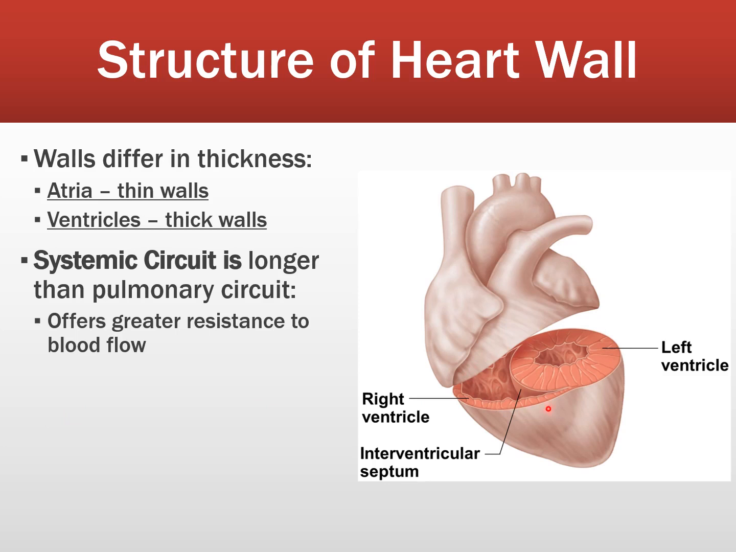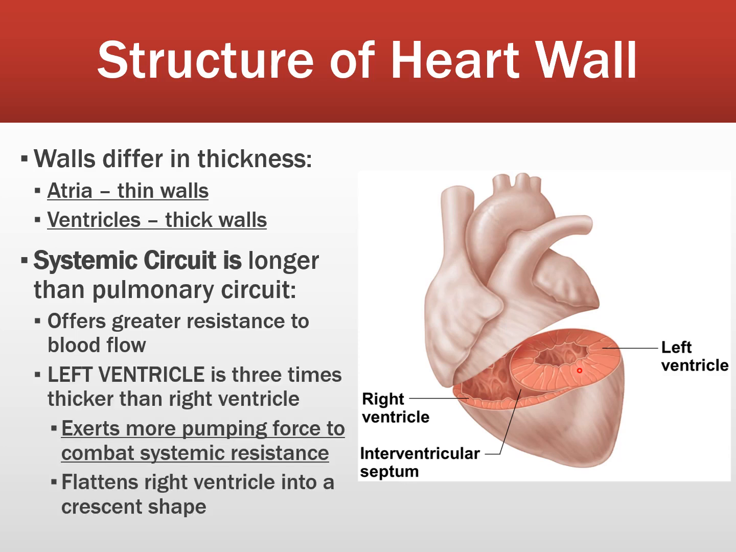So it even compresses the right side into kind of a semilunar shape instead of a nice round structure like the left ventricle. So because there's so much more resistance in the systemic circuit out in the body, the left side has to work a lot harder to pump all that blood out into the body. So essentially, that left side is 3 times thicker than the wall of the right ventricle. Okay, so it kind of flattens that right ventricle a little bit because the left side is so large.